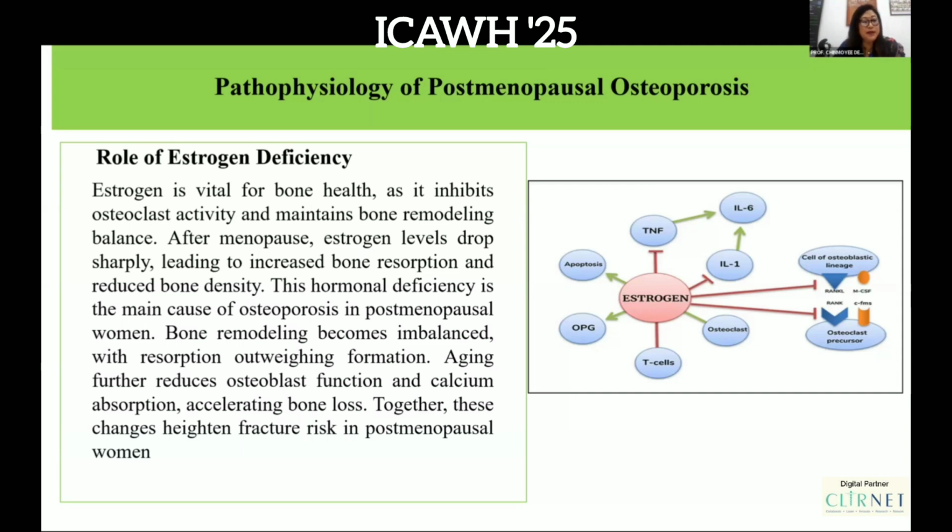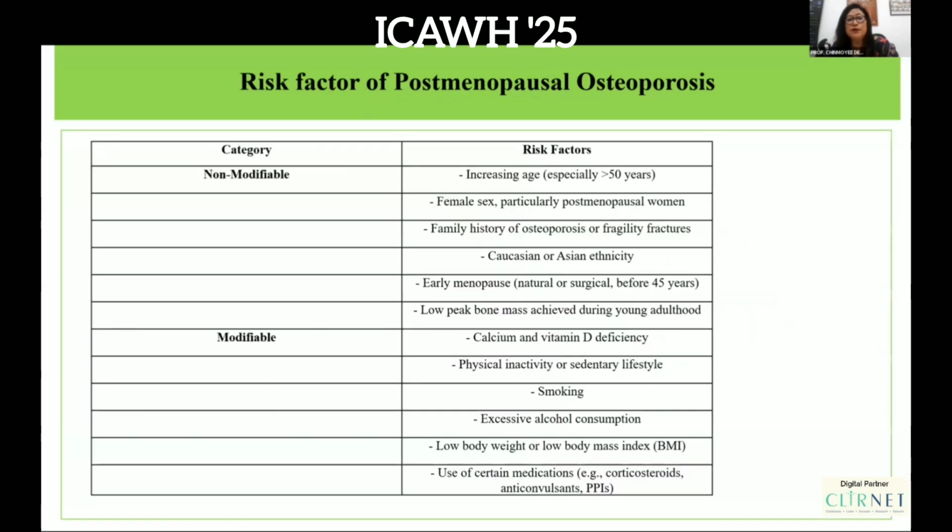Bone remodeling becomes imbalanced with resorption exceeding formation in postmenopausal women, especially leading to femur region fractures. There are several factors, the causes of osteoporosis, which I have already mentioned: the estrogen and osteoclast precursors. Now, the risk factors for postmenopausal women are mainly divided into two categories.